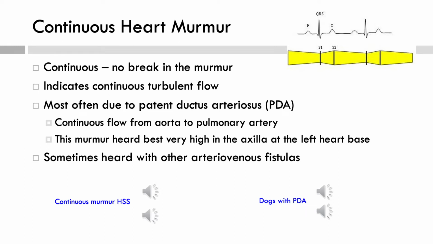This first continuous heart murmur is one where the murmur is louder at the beginning and then the murmur is softer so that you can hear S1 and S2. And this next one is recorded from a dog that has PDA.